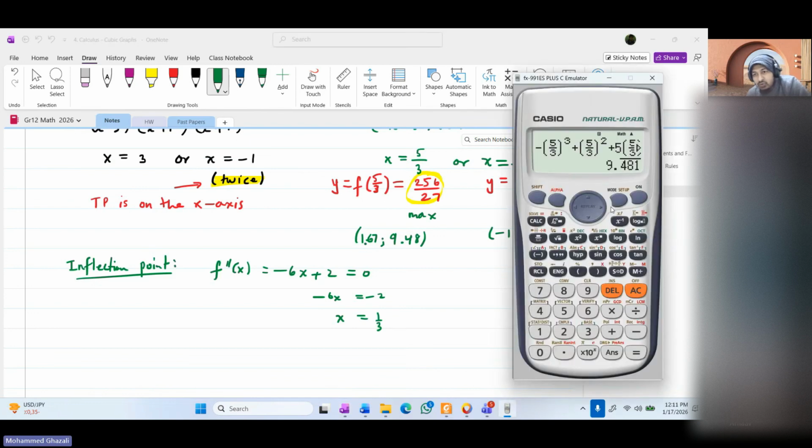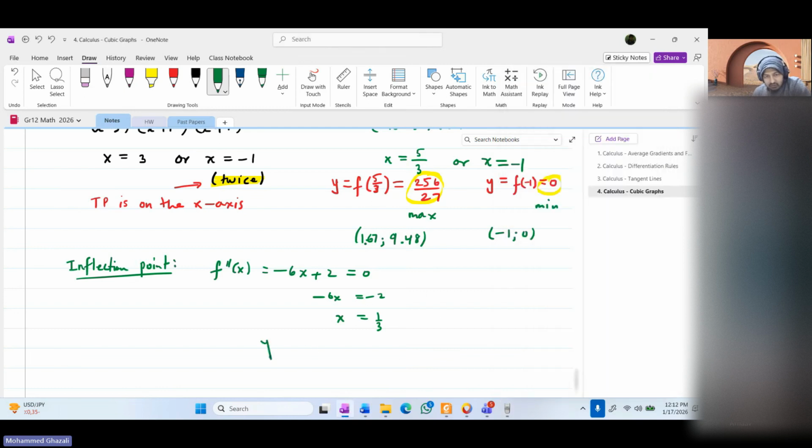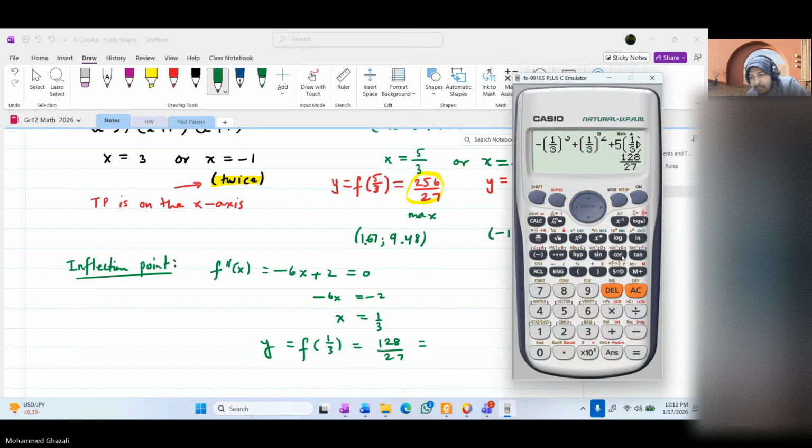So I need to substitute 1/3 into the original function, wherever there is x. So I'm getting 128 over 27. So y is equal to f(1/3), which is 128 over 27, which equals 4.74.